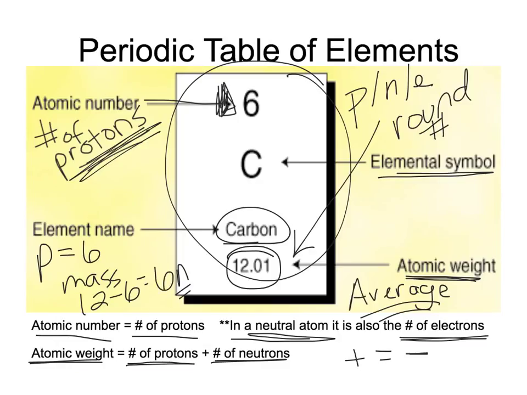If I was looking at a neutral atom, that means that the number of protons that I have here is also going to be the number of electrons that I have.